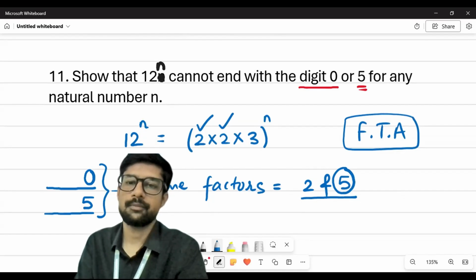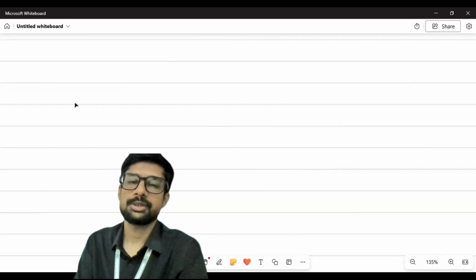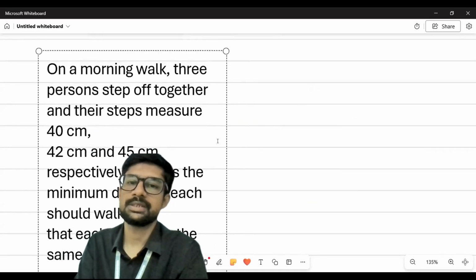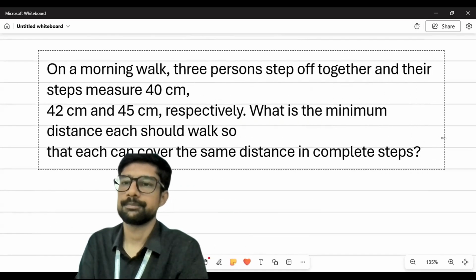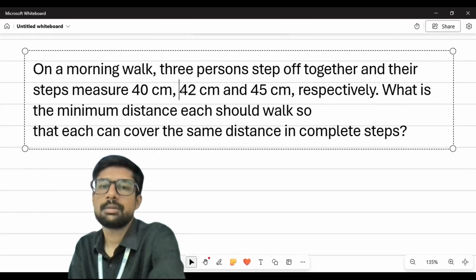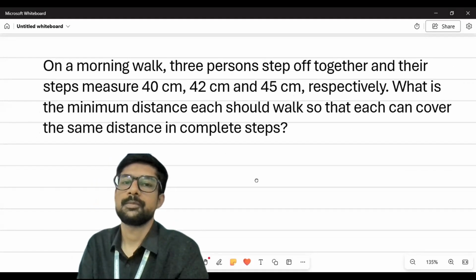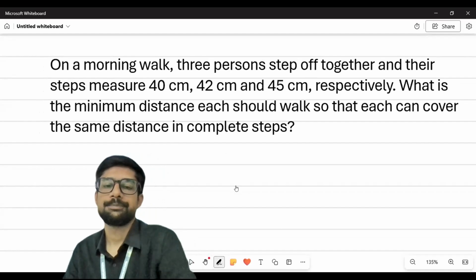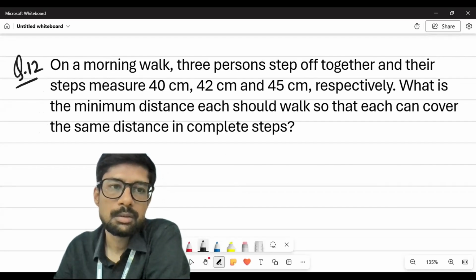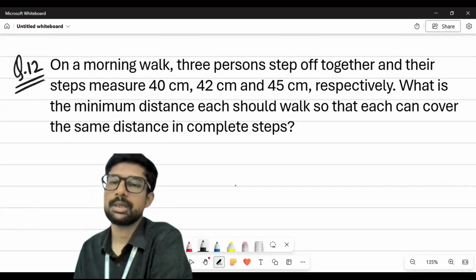Question 12 of the same exercise that we have to deal. It's a word problem where you have to decide whether we should be going with HCF or LCM. Read the story and then decide what we should perform. Read it carefully and let's decide what we should perform, whether HCF or LCM.